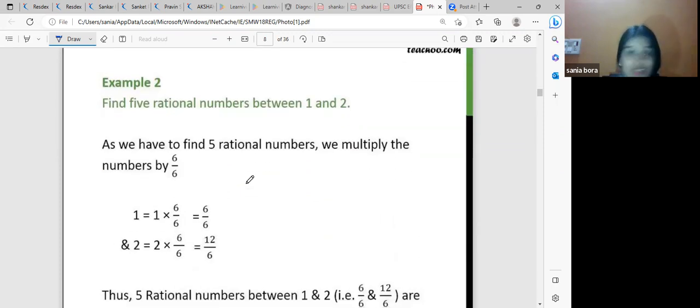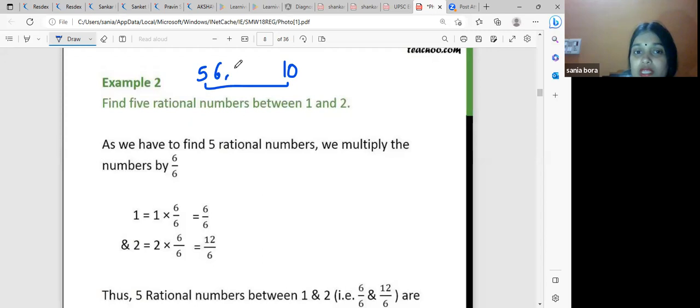Very, very, very important question. For example, Ayaan, if I give you a question that between 5 to 10, find me 4 numbers, you can easily do it. Between 5 to 6, find me 4 numbers. So you can do 6, 7, 8, and 9. You got it, right?